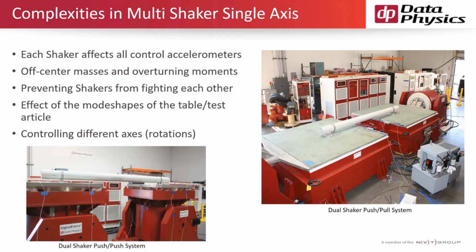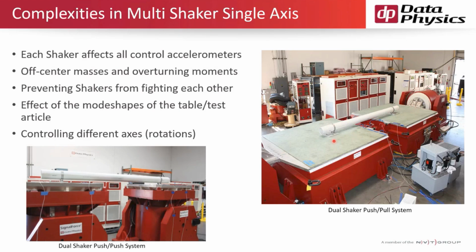Another common shaker configuration is what we call a push-pull configuration colloquially, and that's where one shaker, kind of off camera here, is pushing while a shaker directly opposite is pulling, and the test article is mounted on top of the slip table, or the two slip tables in this case.